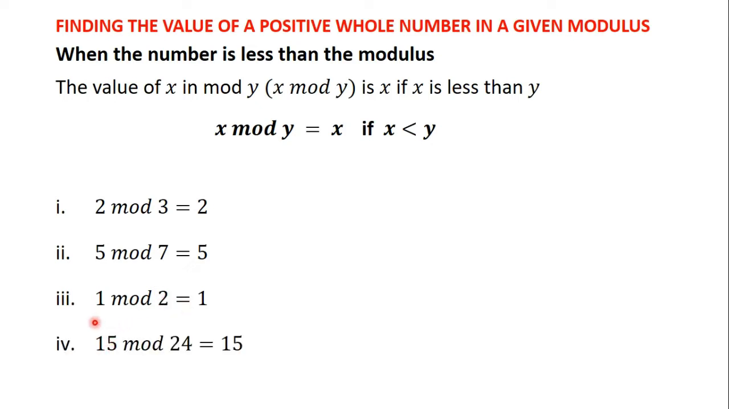Another example is 15 mod 24 is equal to 15. The number 15 is less than the modulus, which is 24. So 15 in mod 24, which is written as 15 mod 24, will give us 15. So if the number x is less than the modulus y, then x mod y is equal to x.